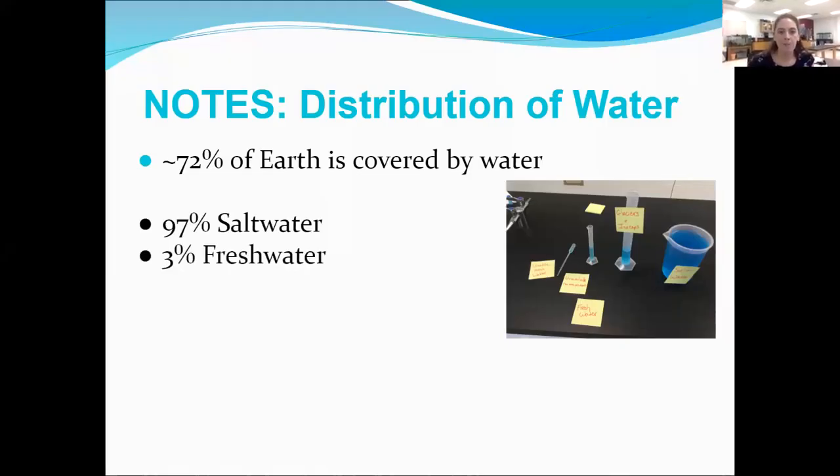About 97% of the water on Earth is salt water, which is unusable to humans. We cannot drink salt water. That would cause dehydration, leaving 3% of it fresh water. The fresh water is the water that we can use and water crops with, we can drink.